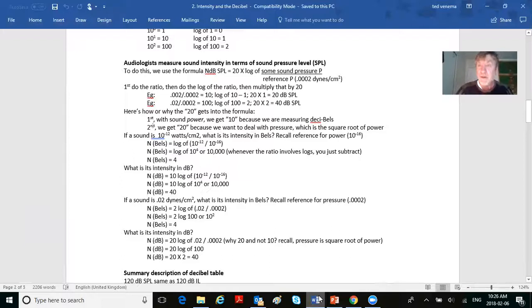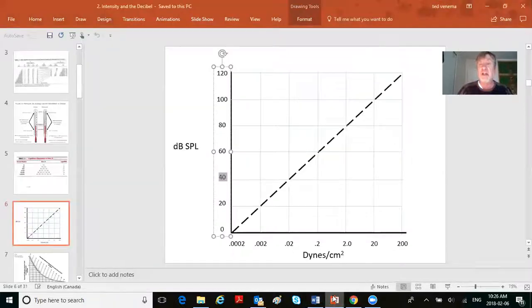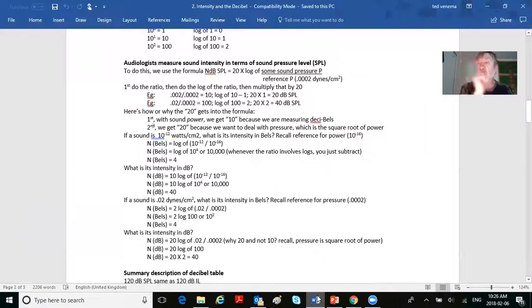Want to do a third example? Let's look at it. Let's pretend our pressure was 2. Let's look at this pressure right here. Okay, what's our formula? Look at the top here: some sound pressure over 0.0002. So what's 2 divided by 0.0002?